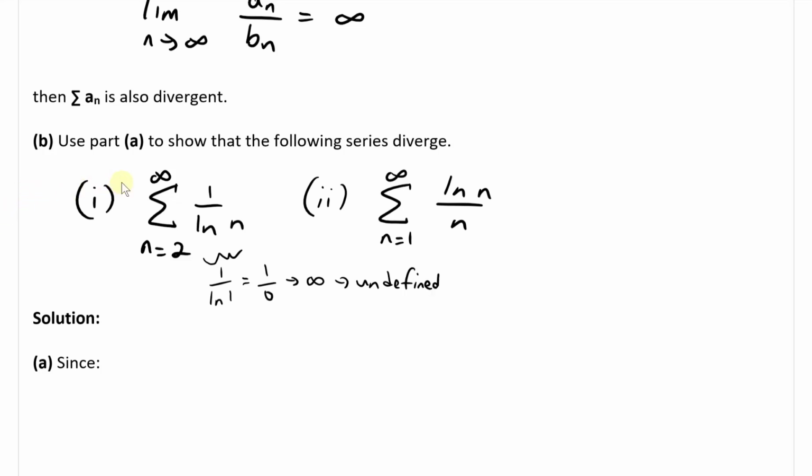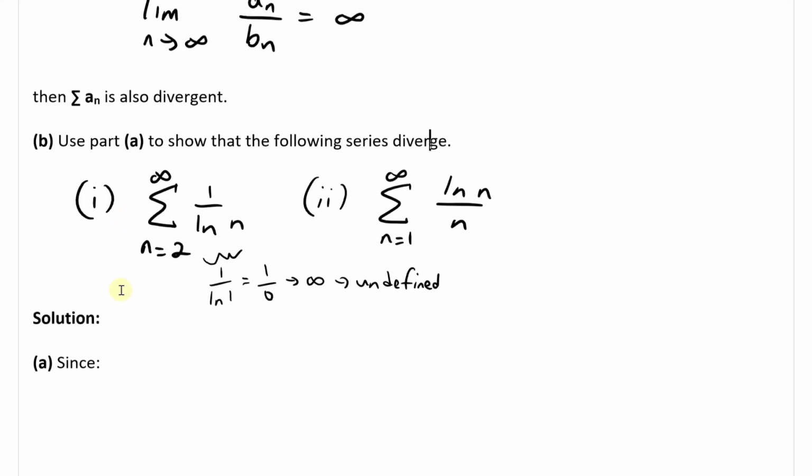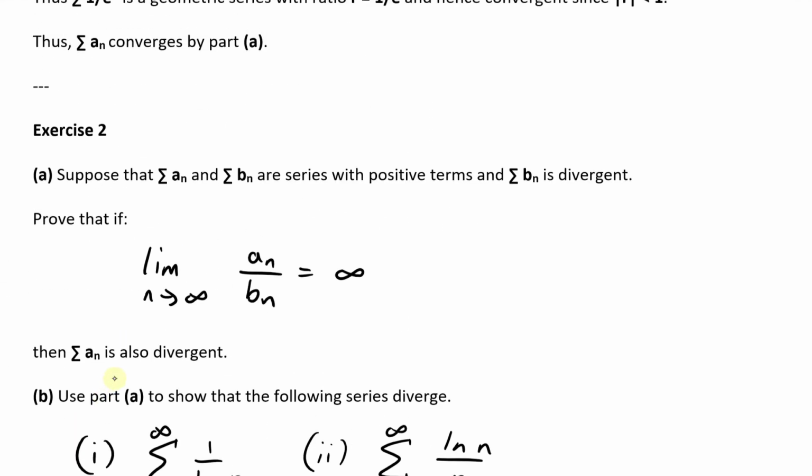And then the second part right here is double I. So summation from n equals 1 to infinity of ln n over n. So let's look at now the solution. So for part A, let's just write this down.